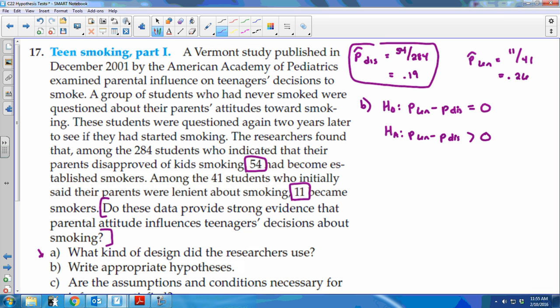All right. Then we need to write a sentence. Because the conditions are met, we can use a normal model for the sampling distribution for the difference in proportions. And we can use a 2-proportion z-test. We're doing a test, not an interval, so make sure you call it a test.